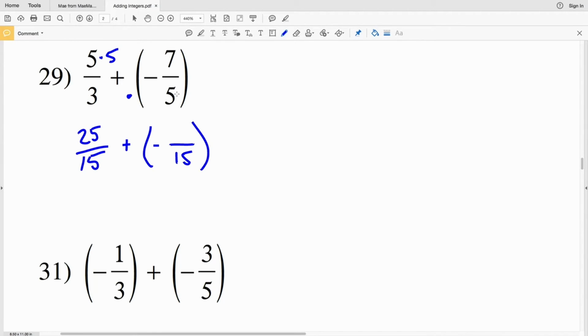To go from 5 to 15, we multiply by 3. So we have to do the same to the numerator. 7 times 3 gives us 21. Now we can go ahead and just add the numerators together all over that 15. We have 25/15 plus a -21/15, so that's going to be 25 minus 21 all over 15, and that leaves us with 4/15.